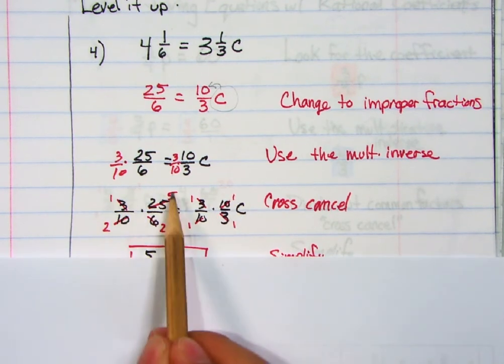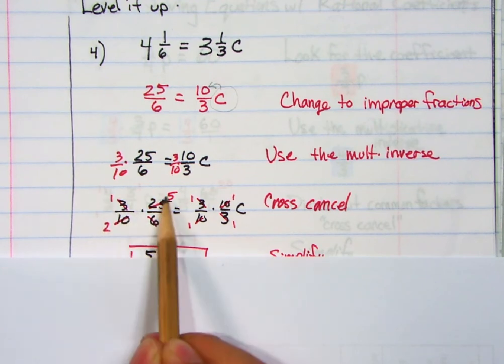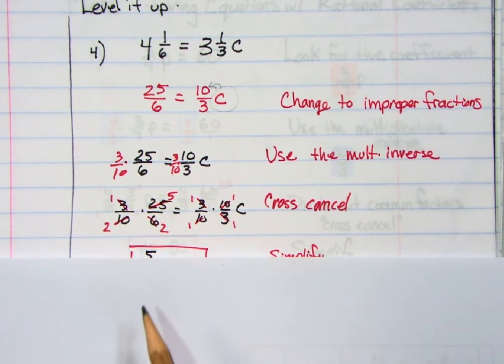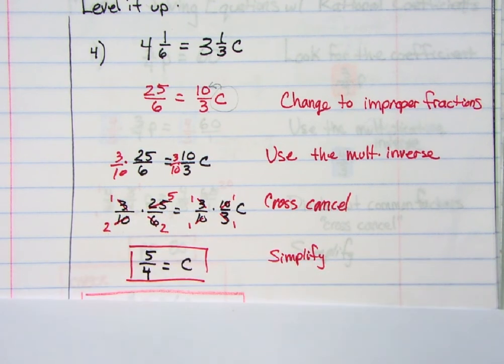On this side over here, I went ahead and did that. The 3 and the 6 turn into 1 and 2. The 25 and 10 turn into 5 and 2. And multiply. 1 times 5, 2 times 2, that's 5/4. So I get 5/4 as the answer.